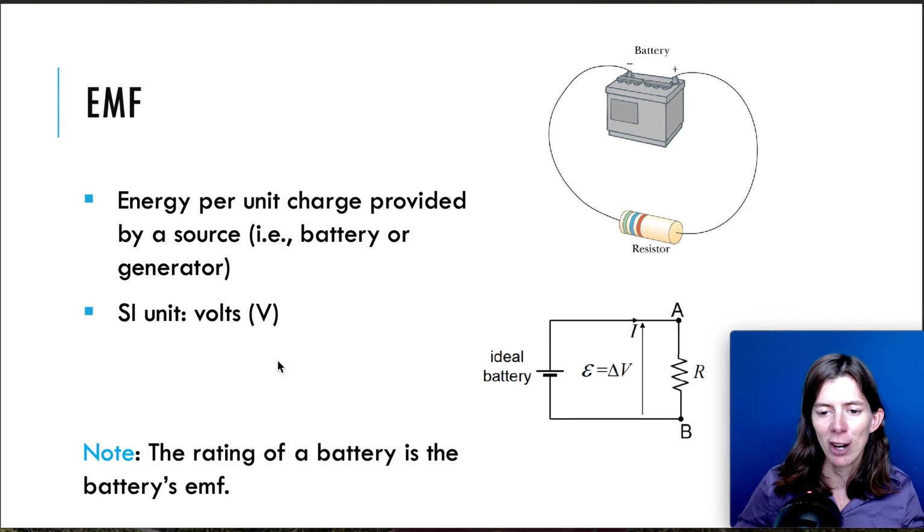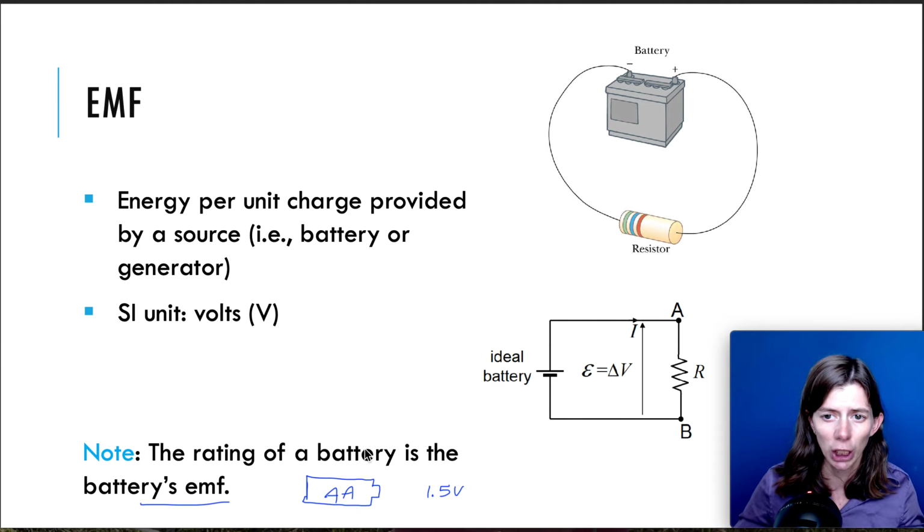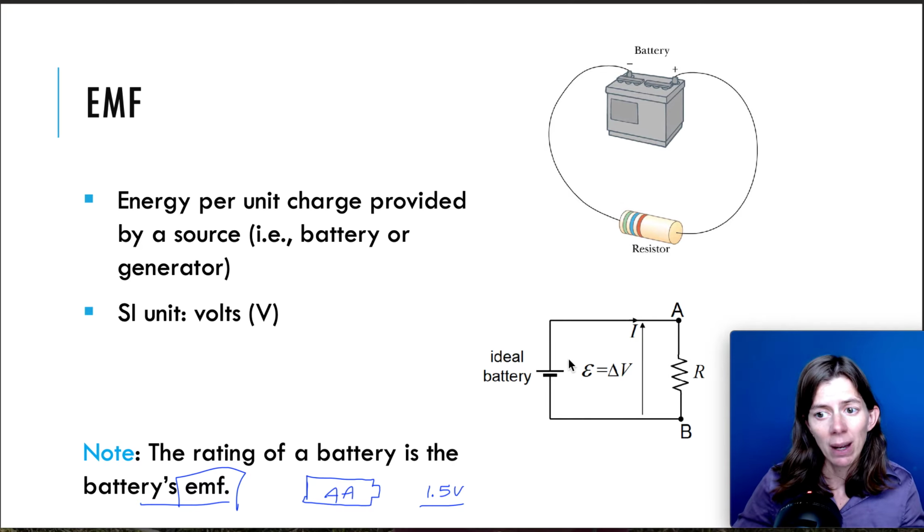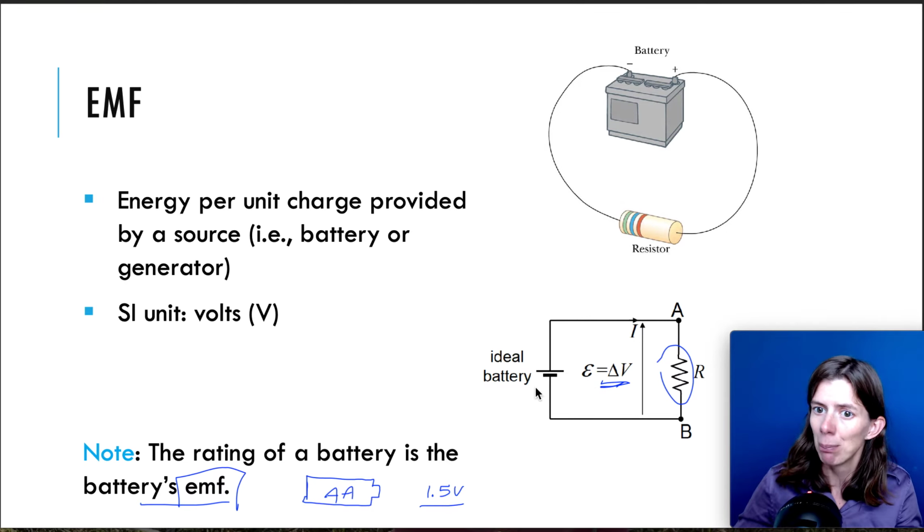One more thing before I move on. The rating of a battery is the battery's EMF. If you have, let's say, a AA battery, you may have seen that it says 1.5 volts on the battery. If you haven't seen that, take a look. So 1.5 volts is actually the EMF of the battery. If it were an ideal battery, then once you hooked it up to a circuit, such as a resistor, you would get a potential difference of 1.5 volts from that battery. But it's not an ideal battery.